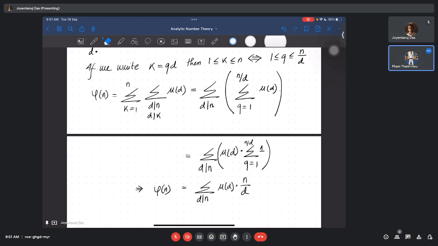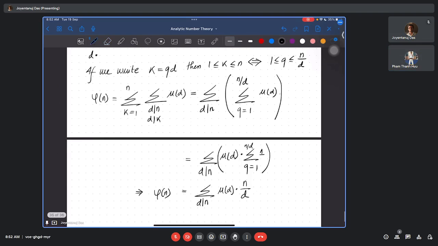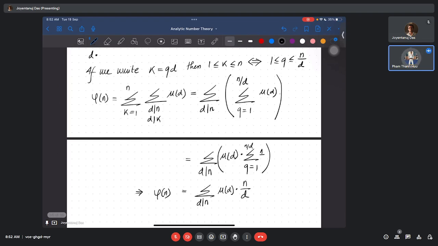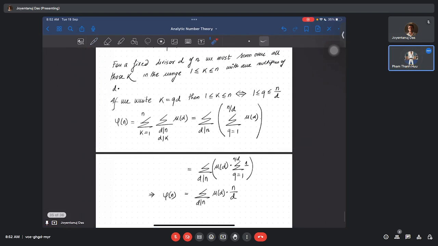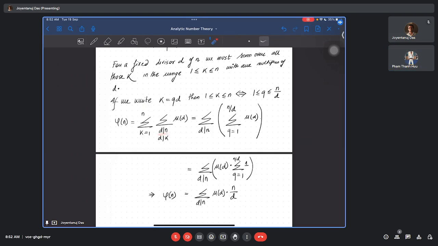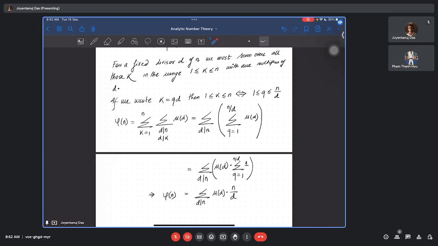So we shift the divisor. Yes, so how can we remove k here? Tell again, k equal to 1 to n. Right, so d divides n and d divides k. Yes, so d divides n and d divides k. But we remove k here. Yes, so that is what we are doing here, right?